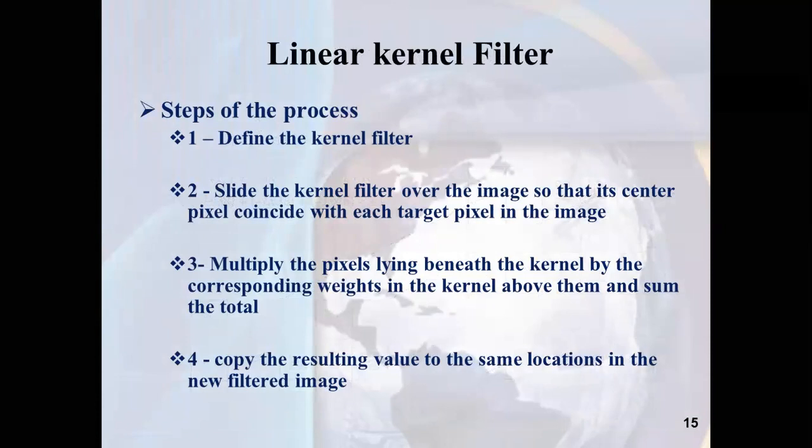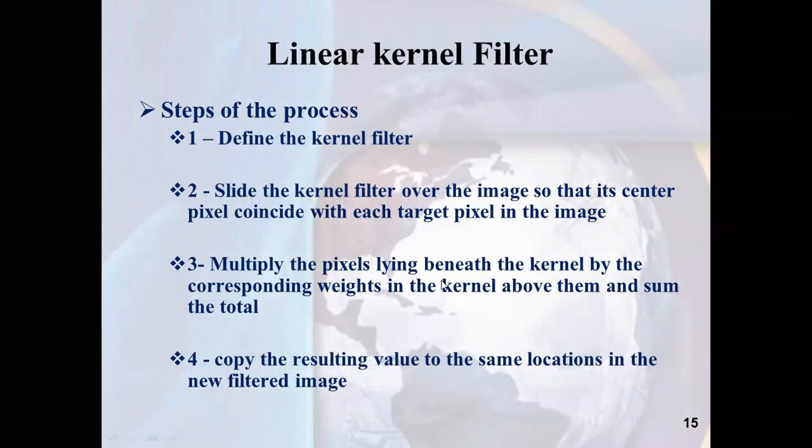So this is a step of the process. We define the kernel filter: what type of filter I have to use, the size, and the formula to be applied. Then we slide the kernel filter over the image so that its center pixel coincides with each target pixel in the image, for every i and j, sliding horizontally and vertically.